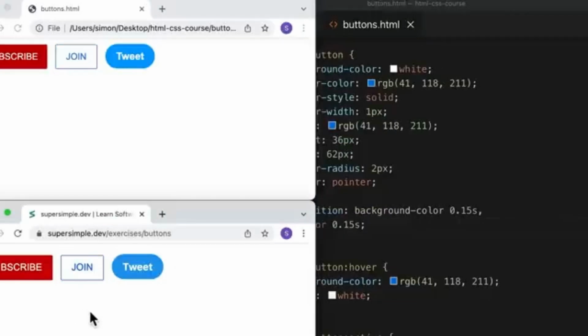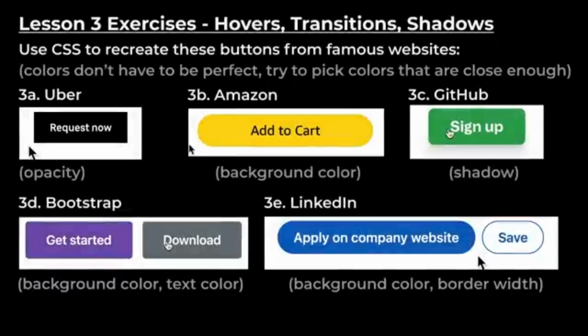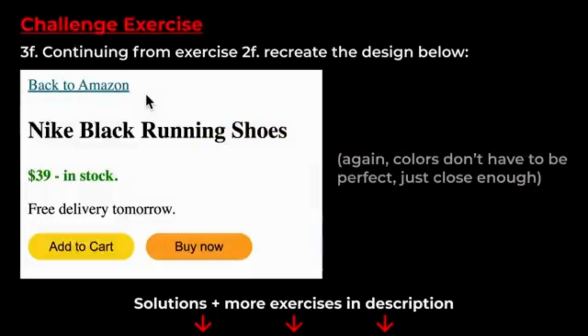So we just learned some intermediate HTML skills, such as creating hover effects, other pseudo classes, transitions, and shadows. Here are some more exercises from famous websites that you can try to copy. This time we're also going to copy the hover styles. As always, you can find these solutions and more exercises below the video.